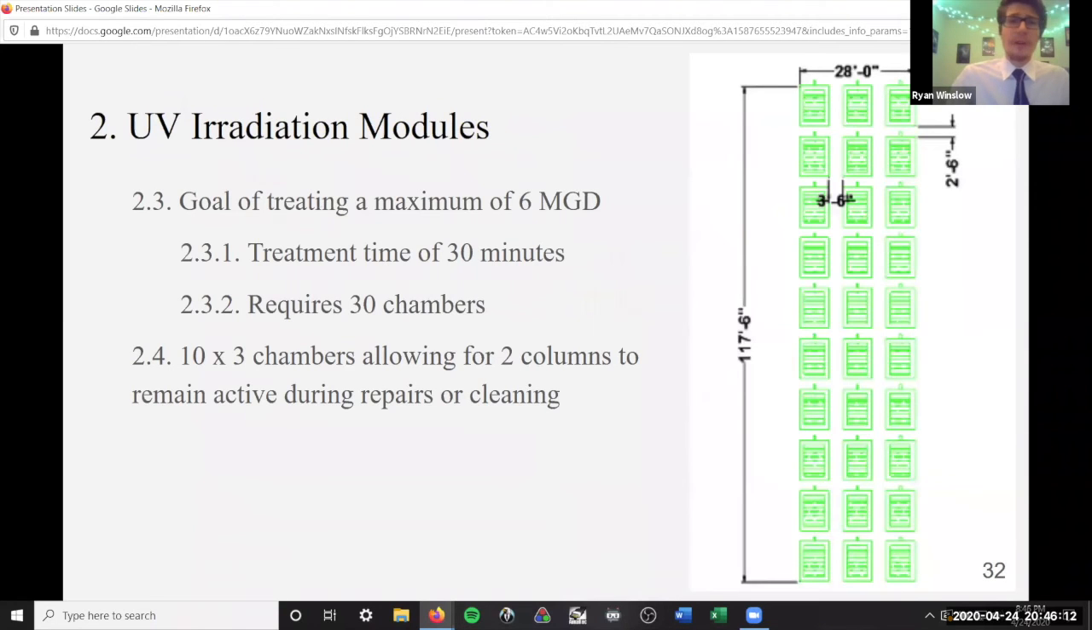This is the overall layout of the UV irradiation modules. It will require 30 chambers laid out in 3 parallel series. Once again, the total treatment time will be 30 minutes. And the purpose of the 3 parallel series is in case one column of the chambers needs to go down for maintenance or cleaning, there will still be 2 columns available for operation.